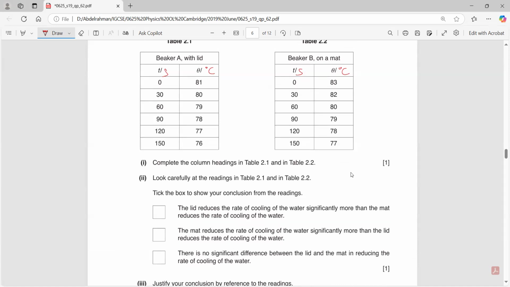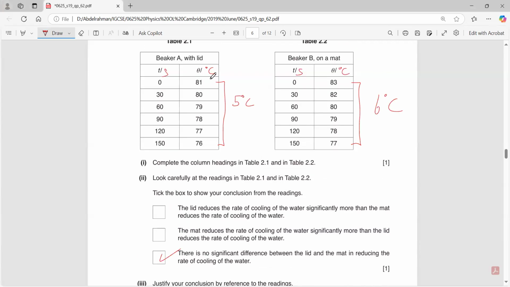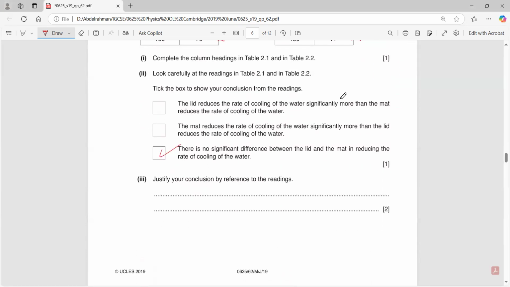Okay, 81 to 76. What is the difference between 81 and 76? The difference is only 5 degrees Celsius. From 83 to 77, the difference is 6 degrees Celsius. Is there actually a difference? There is no significant difference. Justified conclusion. How can I justify the conclusion? By writing down the values. In beaker A, the difference was only 5 degrees Celsius. In beaker B, the difference was 6 degrees Celsius. So they are quite close.